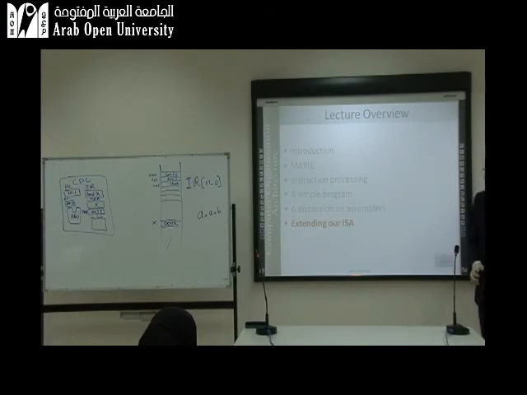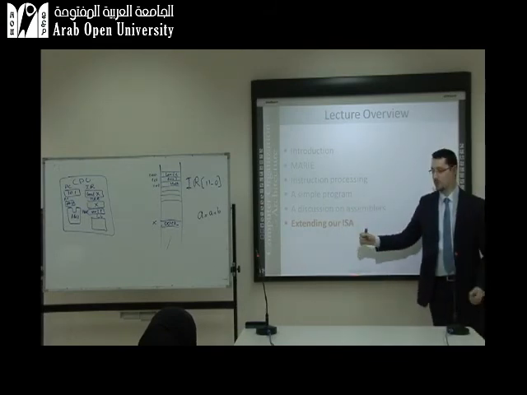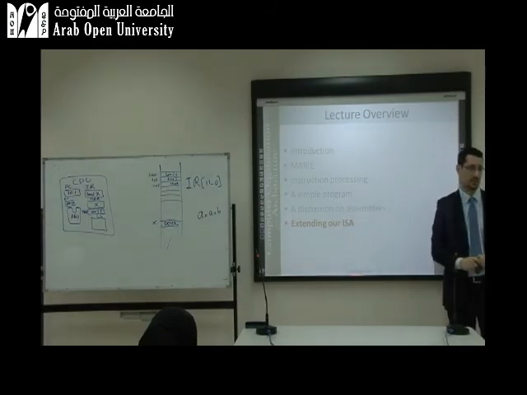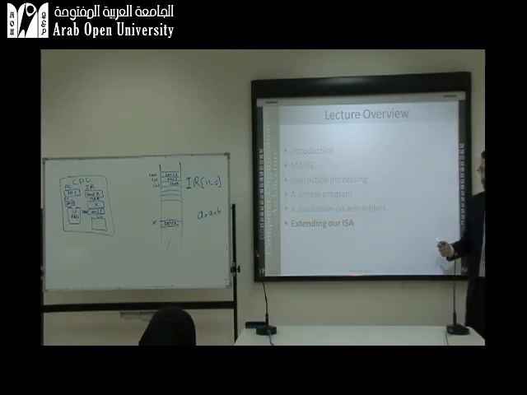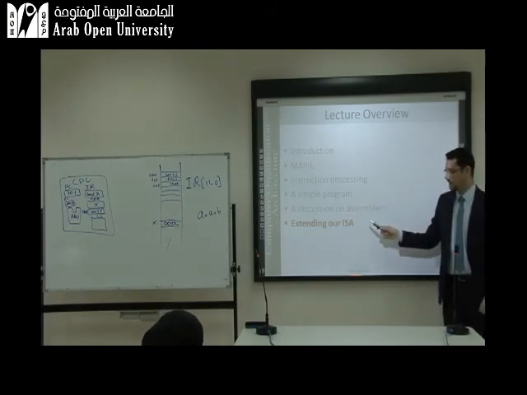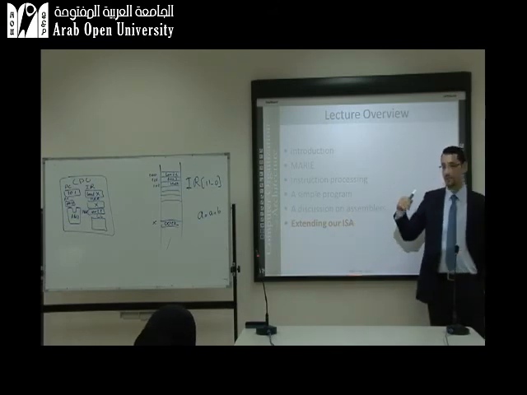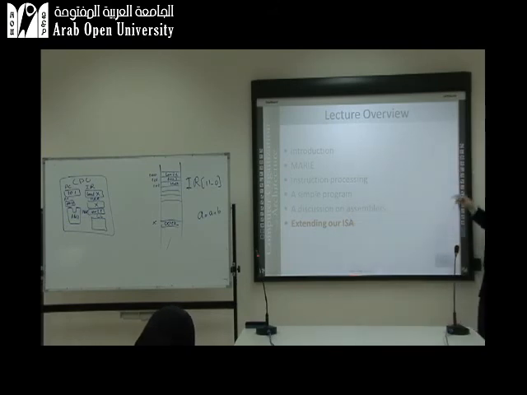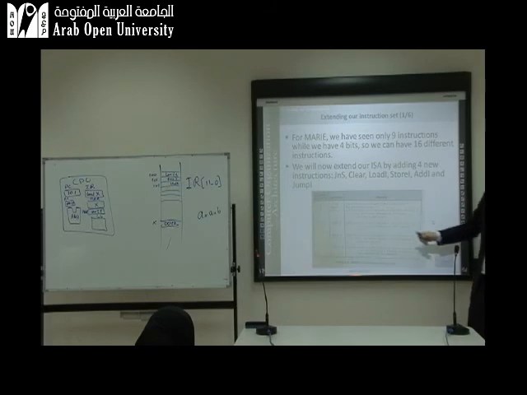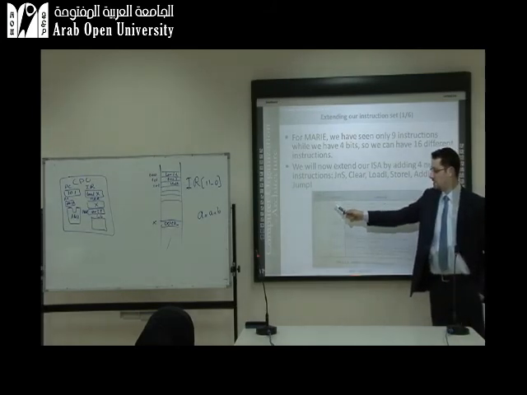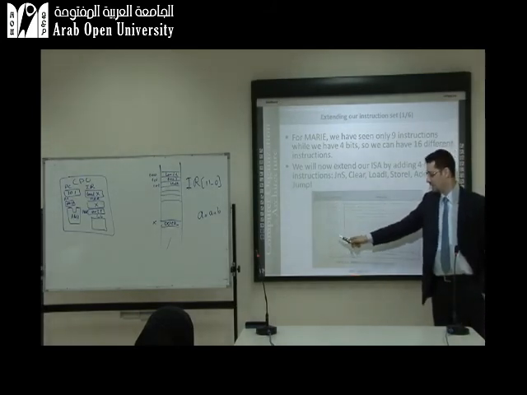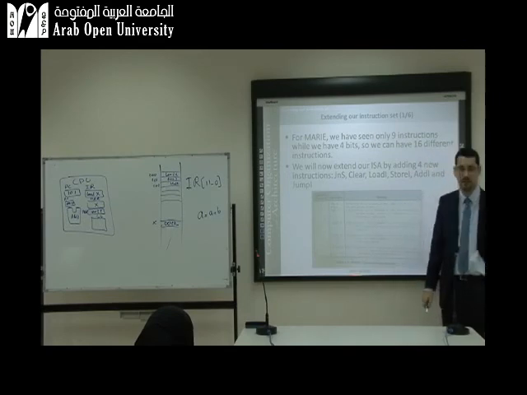So a final point today is we will extend our instruction set architecture. What we've seen are 9 instructions. Okay, load, store, input, output, and so on, skip, count, add, subtract, with jump, and halt. So now we will learn new instructions that are jump and store, clear, add indirect, jump indirect, load indirect, and store indirect.